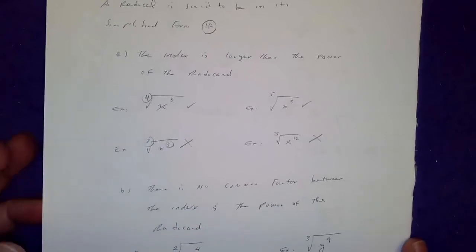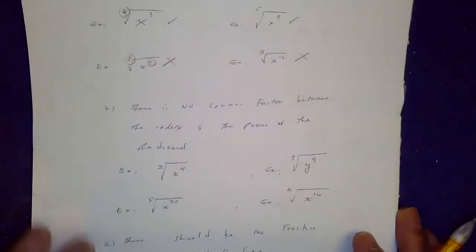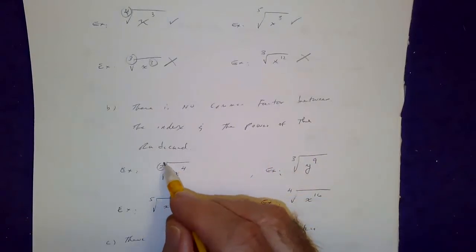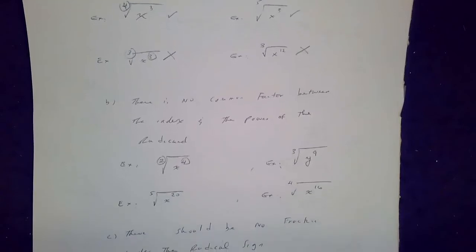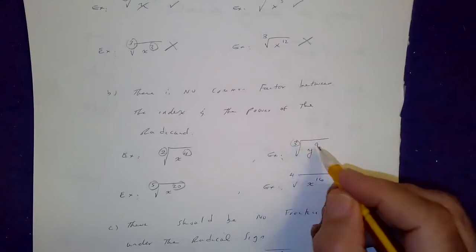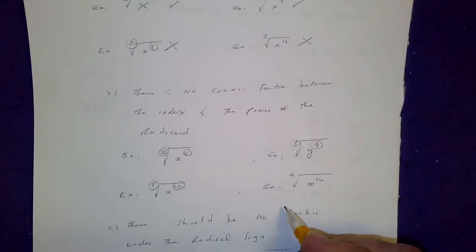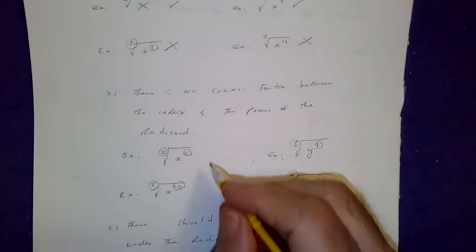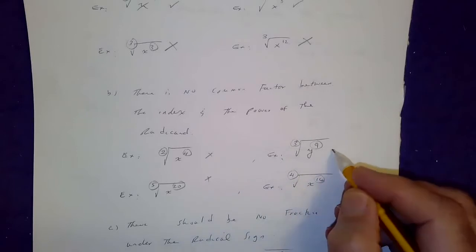Condition B, there is no common factor between the index and the power of the radicand. Notice 2 and 4, they have something in common. 5 and 20, they have something in common. 3 and 9, they have something in common, like 3. 4 and 16, they have something in common. So these are not simplified yet.